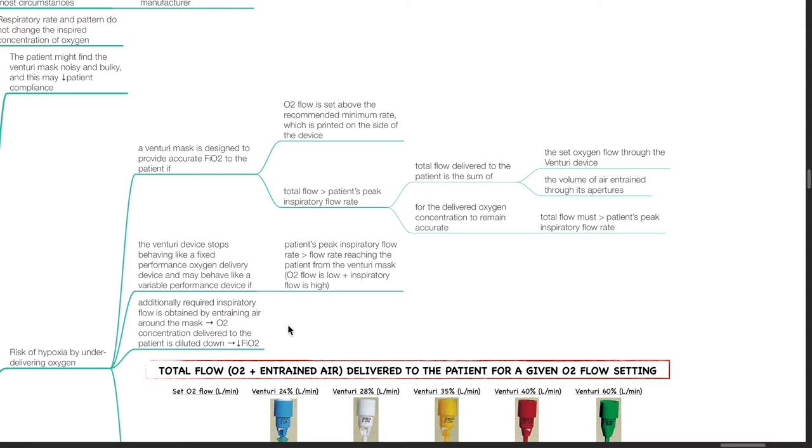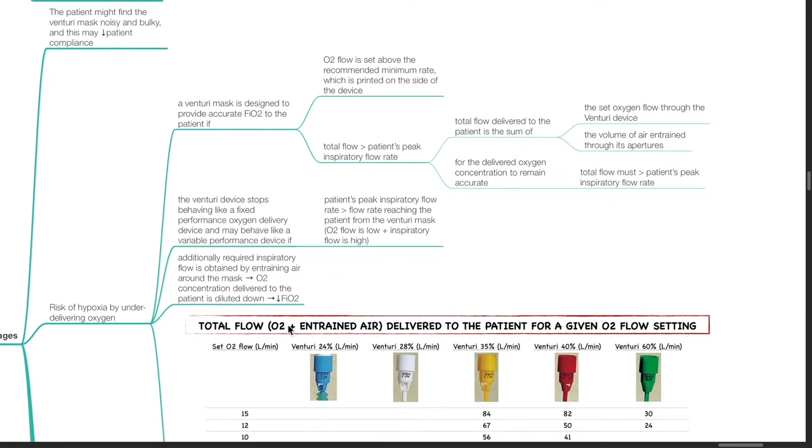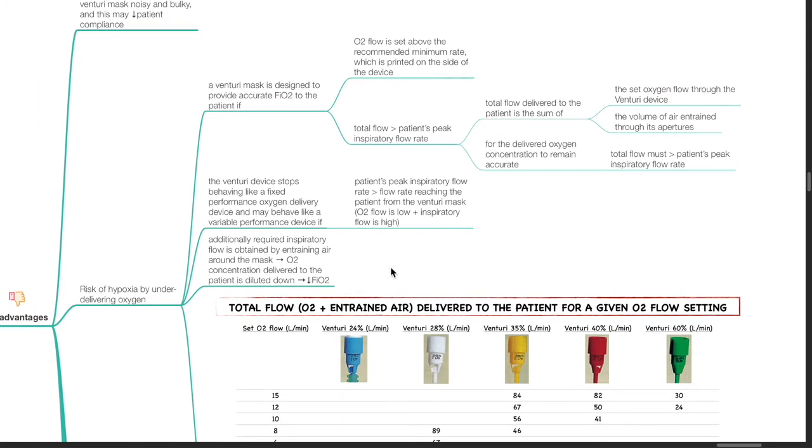For the delivered oxygen concentration to remain accurate, total flow must exceed the patient's peak inspiratory flow rate. The Venturi device stops behaving like a fixed performance oxygen delivery device and may behave like a variable performance device if the patient's peak inspiratory flow rate exceeds the flow rate reaching the patient from the Venturi mask.